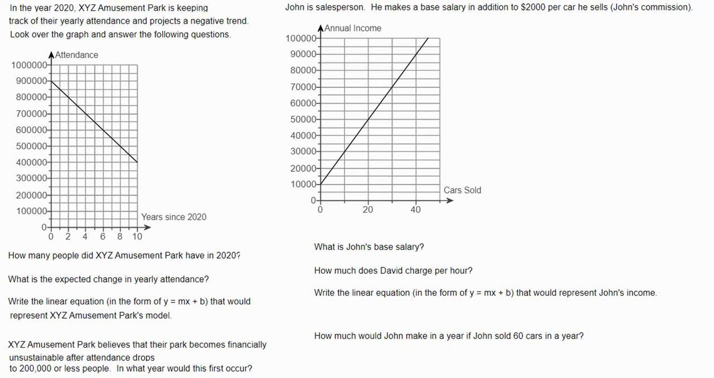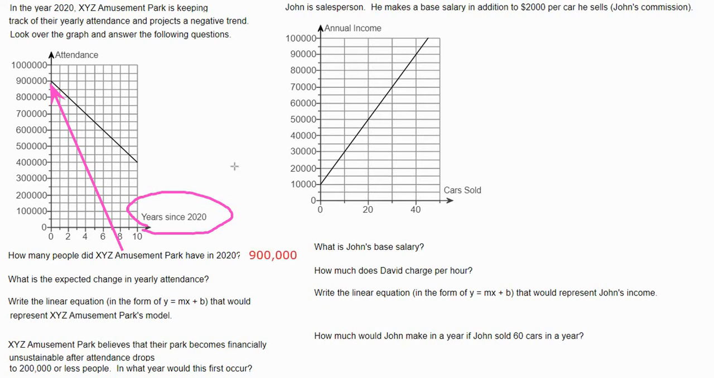The first one is, how many people does XYZ amusement park have in 2020? Well, based on the graph, the starting point is 900,000. And do note, and this is important, that the x-axis on the graph is the number of years since 2020. So 0 years would be 2020. And based on the graph, the y-intercept is 900,000.